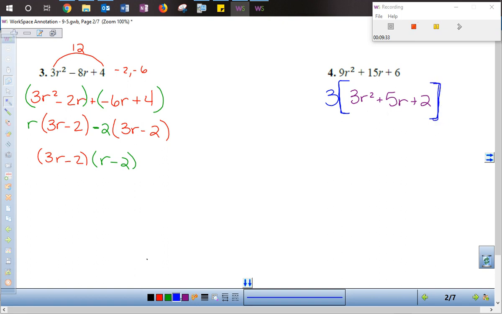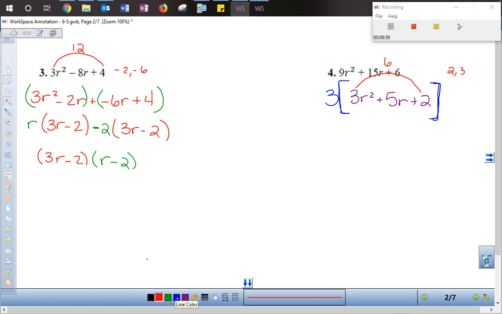So I took out the greatest common factor. Now let's see how many terms there are. 3r squared, 5r, and 2 gives me 3 terms. And I have an a value of 3, so I'm going to have to frowny face factor here. So we'll take our 3 times our 2 and get a 6. And I want to find the factors of 6 that add together to be 5. So two numbers that multiply together to be 6 and add to be 5 are 2 and 3.